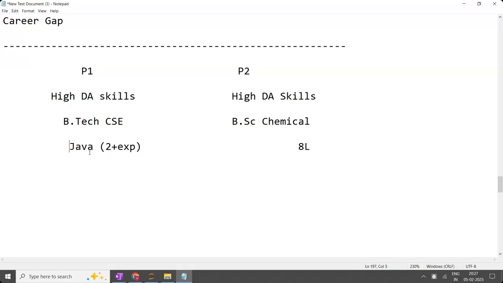Is the point clear? But what will this person think? Oh no, Java people are not being considered. He'll think like that basically. Now, if my company is able to pay only a 6 lakh package, but he is expecting 8 or 9, that is the reason we have rejected him.